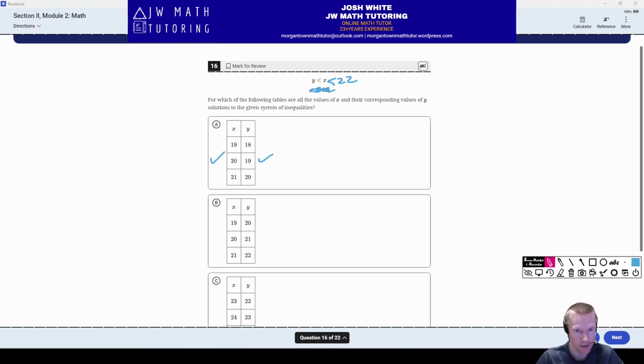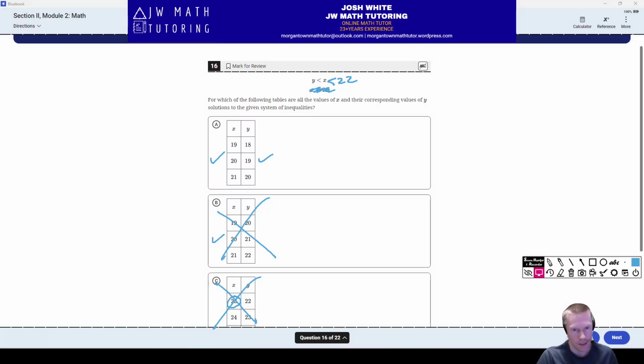In B, are all the x's less than 22? Yes. Are the y's less than x? No. 20 not less than 19. 21 not less than 20. Okay, so this one's out. C, are all the x's less than 22? No. I see a 23 right here, right off the bat.